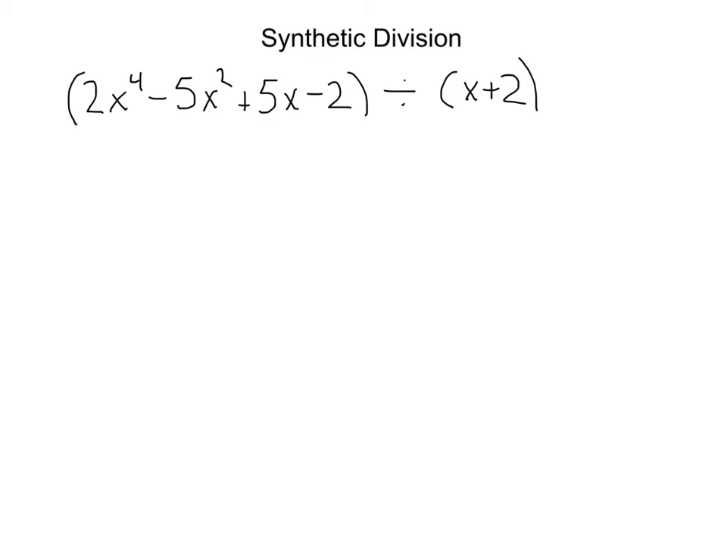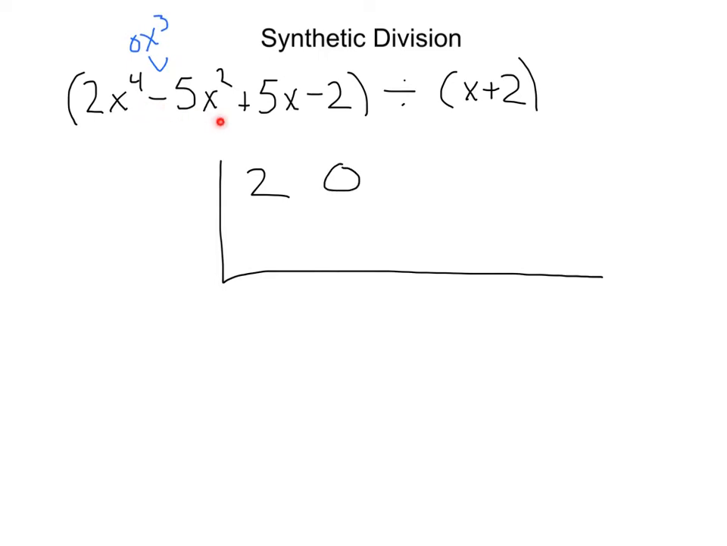So to do synthetic, you start by giving yourself a little bracket here, and the numbers that go on this top row are the coefficients of the polynomial that you're dividing into. So here we have 2x to the fourth, the coefficient is 2, so I'm going to put a 2 here. Next up, I have no x cubed term. Remember, that means you insert a 0x cubed, so our coefficient for that is going to be 0. Next, we've got negative 5x squared, coefficient of negative 5. Then we've got a 5x, that gives us a coefficient of 5. And last, we have this negative 2, and I'll finish that off with a negative 2.